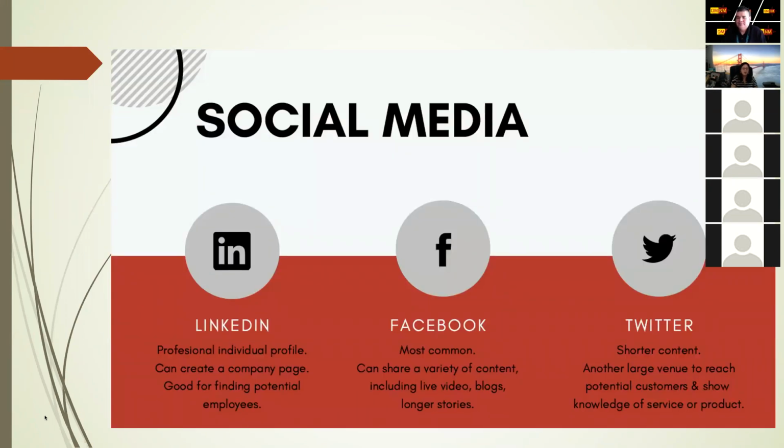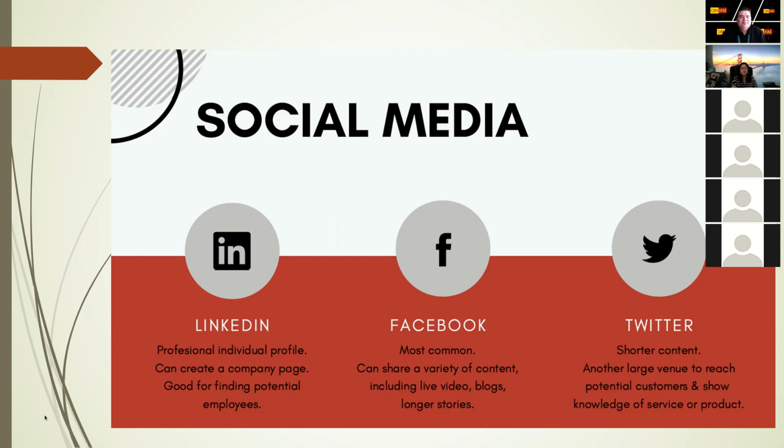So as part of your online presence, they will also look at your social media channels if you have them. Obviously, LinkedIn is the professional website, the professional profile that you can create. There are also people that create company pages. If you create a company page, it's also good for finding potential employees.